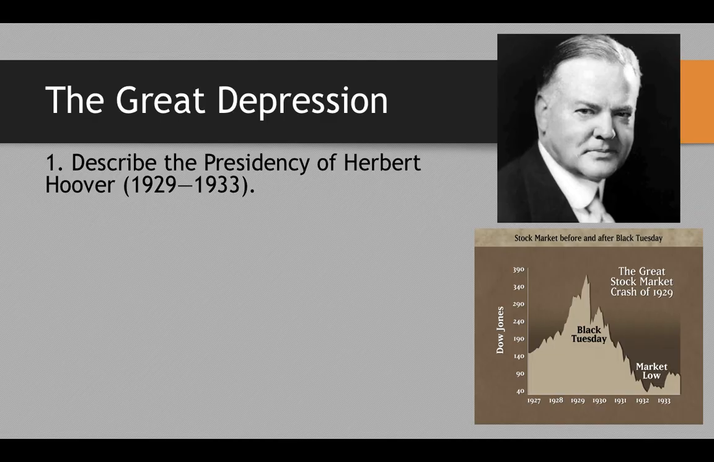And the last two presidents we talked about in the 1920s were Warren G. Harding. Remember, the guy who was elected partially by women, the first president to be elected by women, and then Calvin Coolidge, Silent Cal. All right, so they were president throughout the 1920s, and then starting in 1929, Herbert Hoover became president.